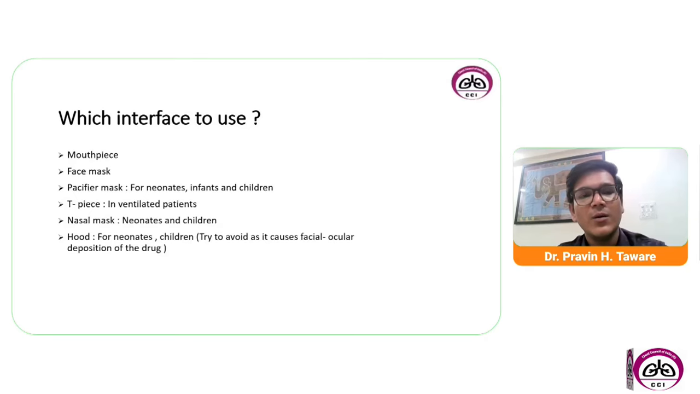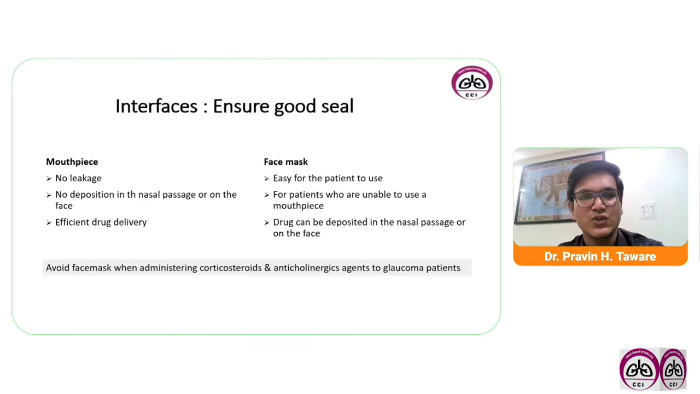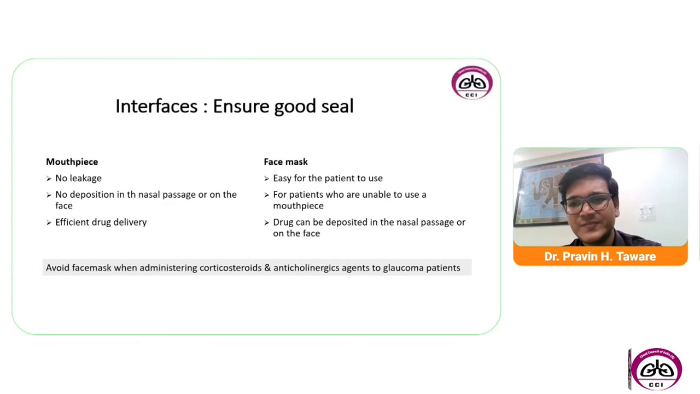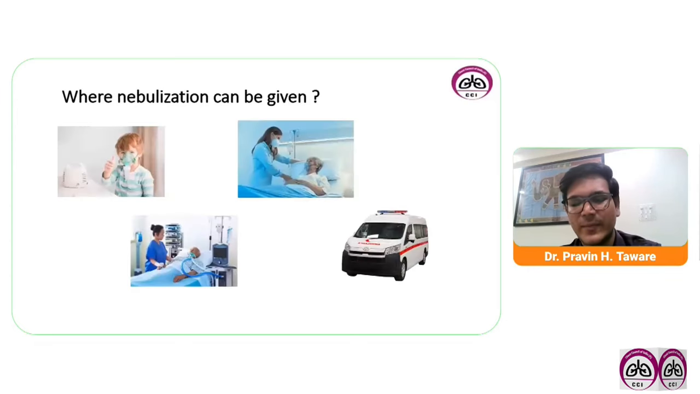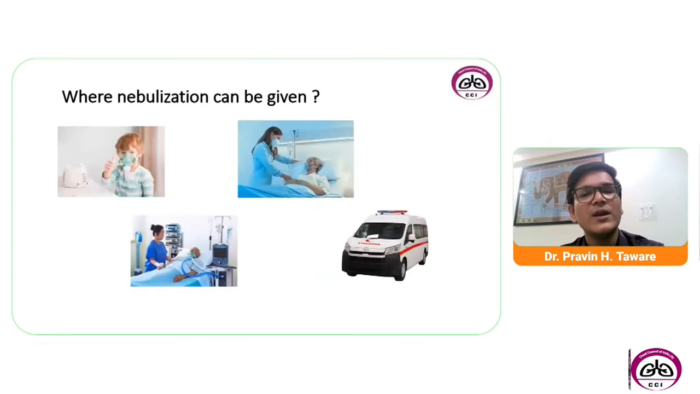So which interface to use? Mouthpiece and face mask are the most commonly used interfaces. Pacifier mask for neonates and infants and children when mouthpiece or face mask cannot be used. T-pieces mainly in ventilated patients. Nasal mask in neonates and children, and hood, but mostly try to avoid using hood as it causes facial and ocular deposition of the drug. When you use different kinds of interfaces, ensure a good seal and avoid face mask when administering corticosteroids and anticholinergic agents to glaucoma patients. But face mask is easy for the patient, but it can lead to deposition of drug in the nasal passage and over the face.